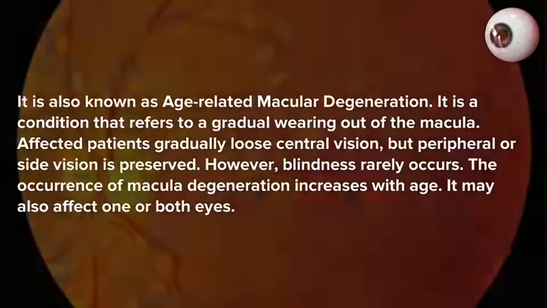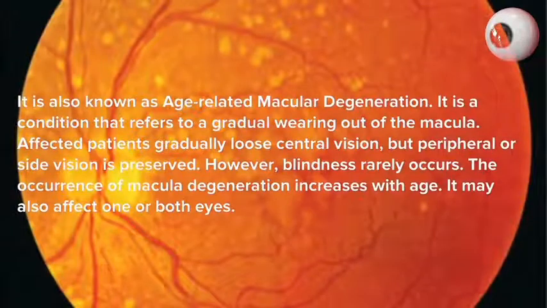It is also known as age-related macular degeneration. It is a condition that refers to a gradual wearing out of the macula. Affected patients gradually lose central vision, but peripheral or side vision is preserved. However, blindness rarely occurs. The occurrence of macular degeneration increases with age. It may also affect one or both eyes.